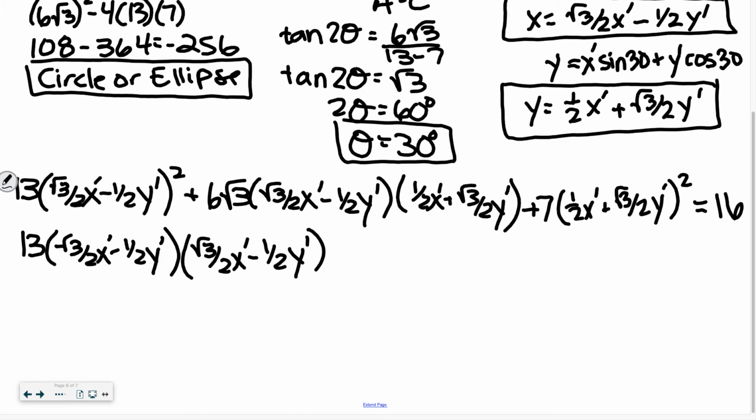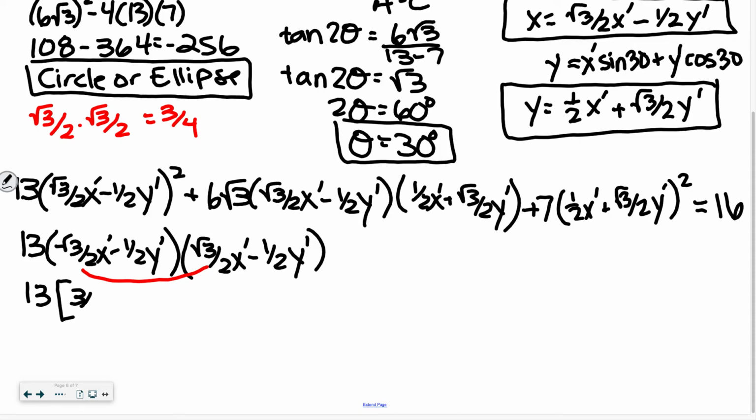So, I'm going to start by doing the square root of 3 over 2 times the square root of 3 over 2. Well, that's just 3 over 4. So I'm going to have a 13, and I'm going to use a bracket. I'm going to do 3 over 4 x prime squared.